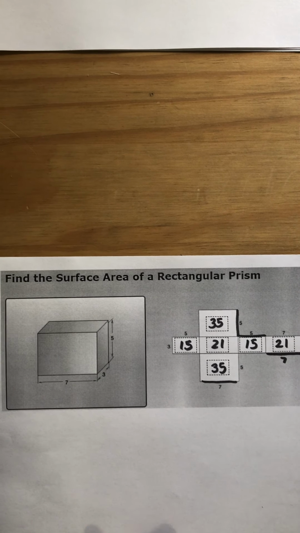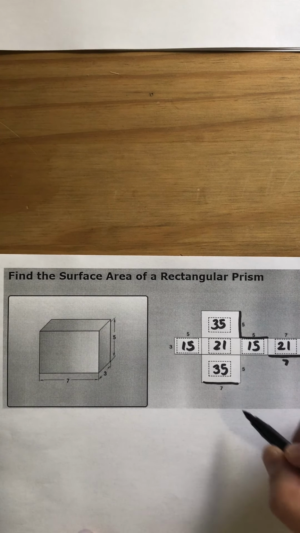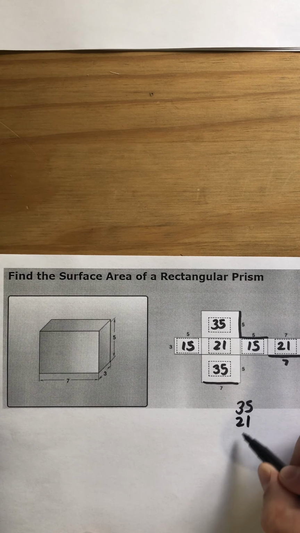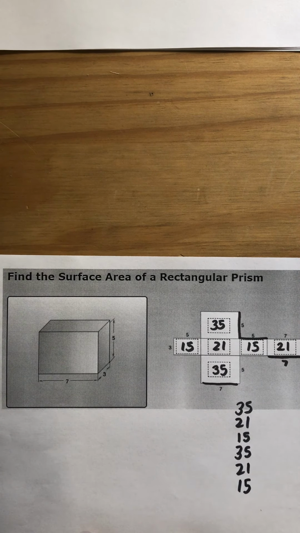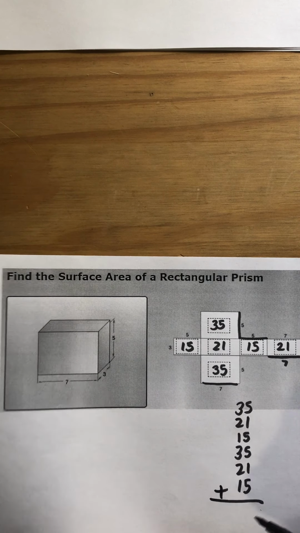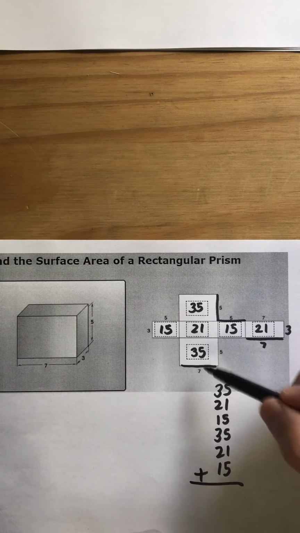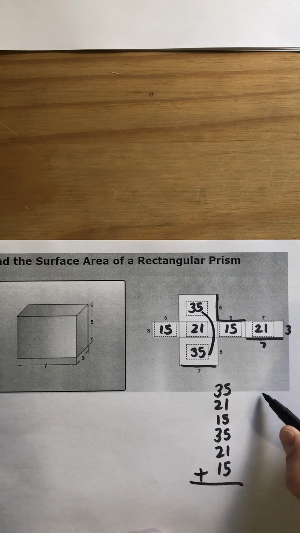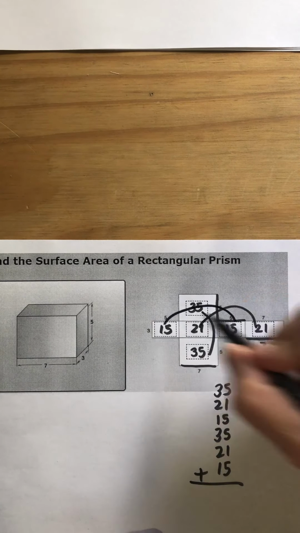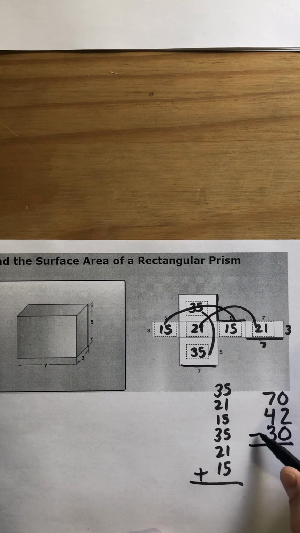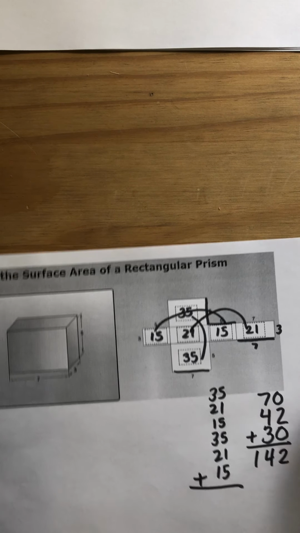So in order to find the surface area, I need to add up all 6 of these numbers. Now some students will make a whole column of those numbers, 35, 21, 15, 35, 21, 15, and that's one strategy. But I think with 6 numbers that does potentially create some errors. So what I like to do is group those equivalents. So those 2 35s equal 70, the 2 21s equal 42, and the 2 15s equal 30. And that's a nice strategy for adding that up nice and quickly and getting 142.